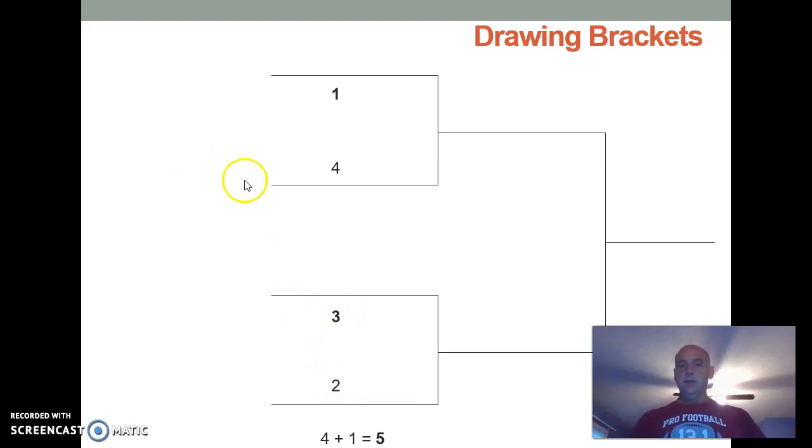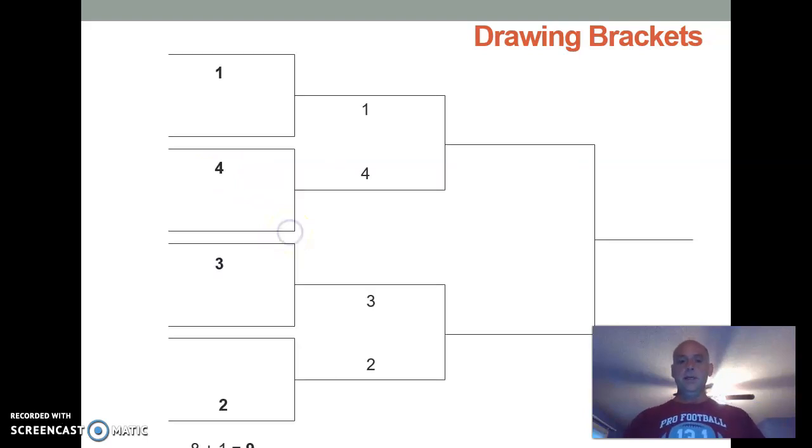Now we're going to go out to the power of 3, and it's going to be 8 teams, right? So 8 plus 1 is 9. So 1's going to play 8, 4 is going to play 5, 6 is going to play 3, and 7 is going to play 2. And we can keep going out. The fourth power is going to be 16 teams. 16 plus 1 is going to equal 17, right? 1 versus 16, and work its way through.